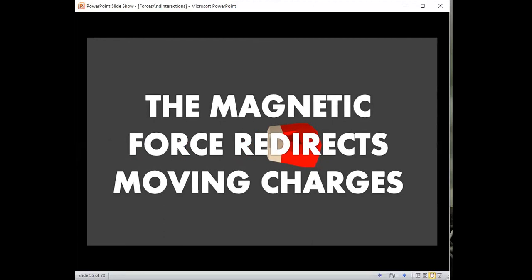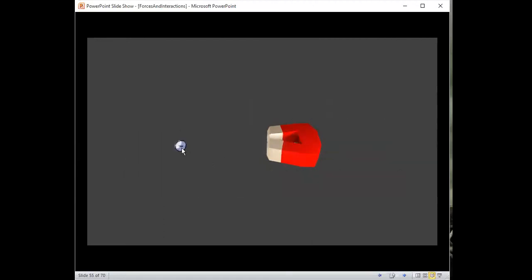What do I mean by that? So imagine you have here a little electron and you send it flying through this magnet. Well, the magnetic force redirects that motion. That's all it does. That's all it can do, and that's all it will do. So if this is true, why the heck do magnets come together?